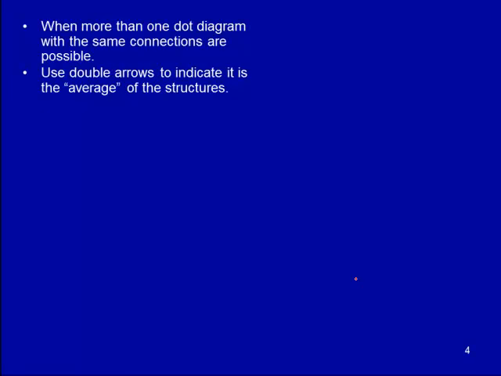So let's reiterate. When more than one Lewis structure with the same connections is possible, those are called resonance structures. We use the double arrow to indicate the actual structure will conform to the average of the solutions. Let's take a look at some examples.